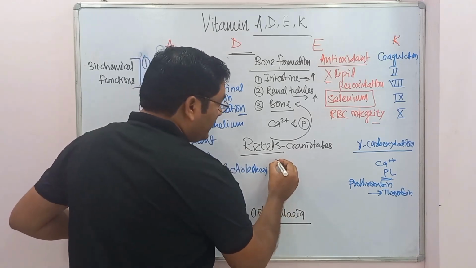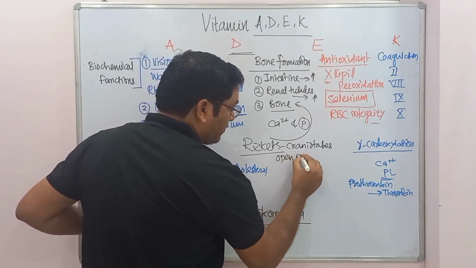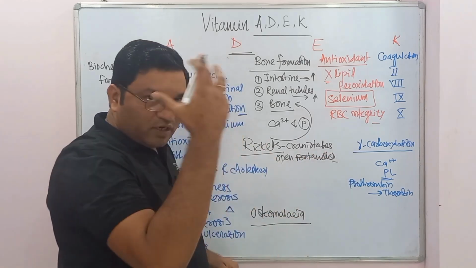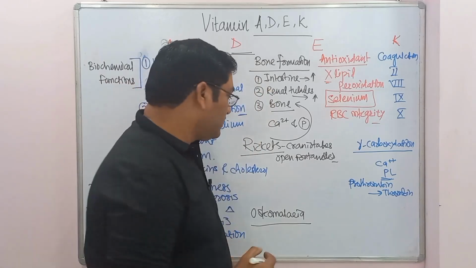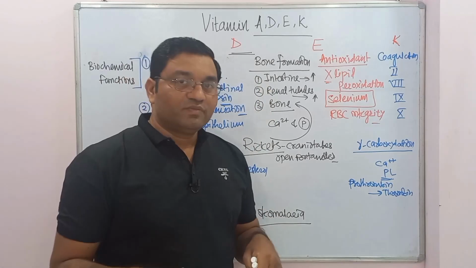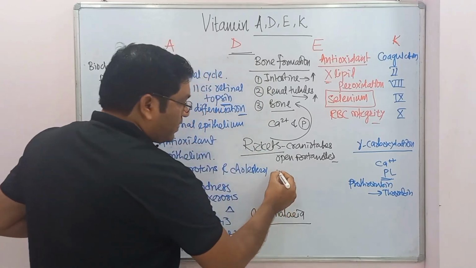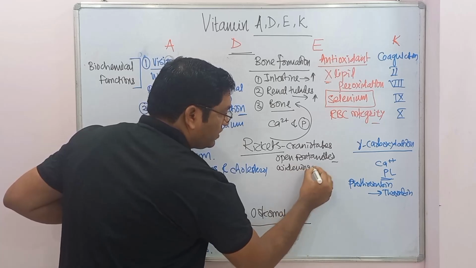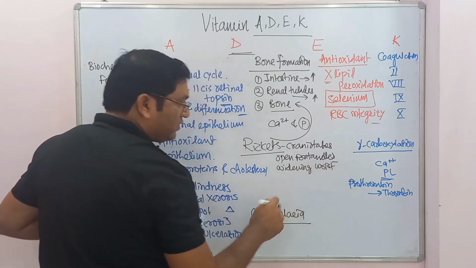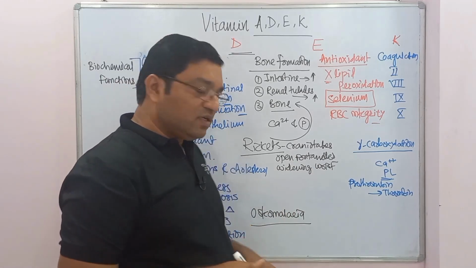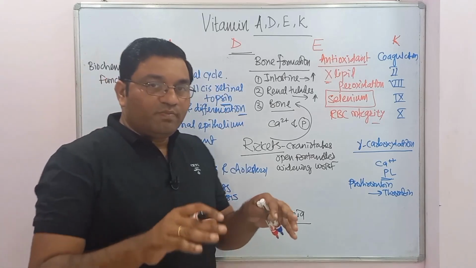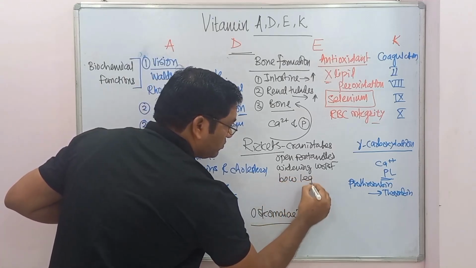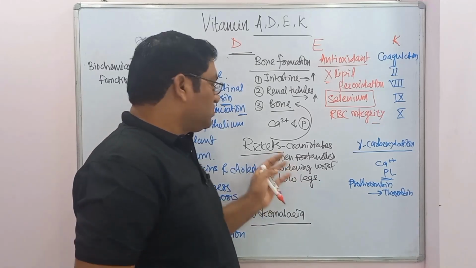Then delayed or widening or open fontanelles. Then frontal bossing, a prominent forehead will be there. Then when the child crawls, it leads to widening of the wrist. Then when it starts walking, due to weight bearing, the weight bearing bones become bowed. So bowing of the leg, bow legs. So these are the important features of rickets.